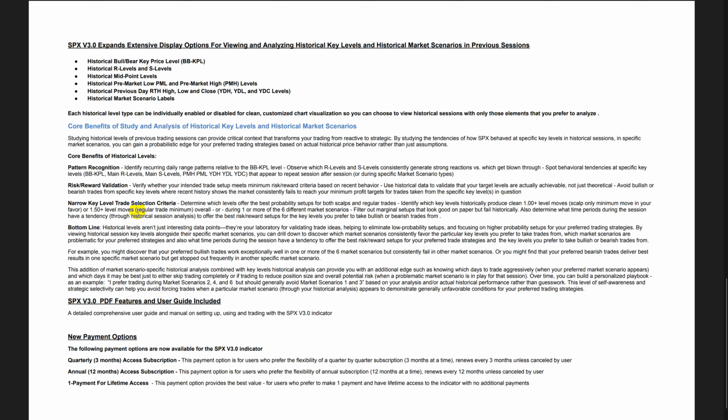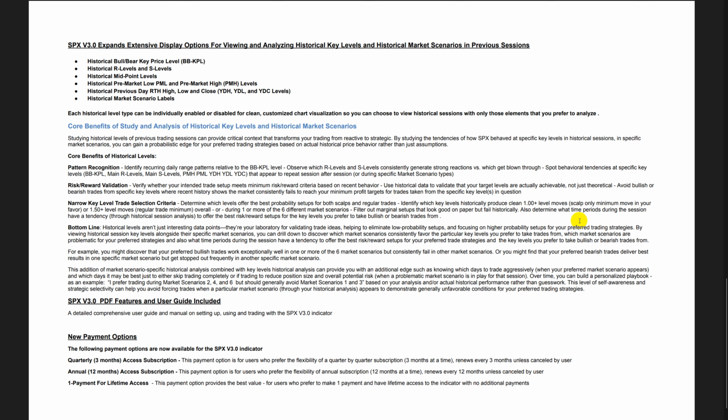Narrow key level trade selection criteria: determine which levels offer the best probability setups for both scalps and regular trades. Identify which key levels historically produce clean one level moves or greater for a scalp, the minimum move in your favor, or 1.5 or greater level moves for a regular trade. That's the minimum threshold for that, a 1.5 level move in your favor. Overall, or during one or more of the 6 different market scenarios, filter out marginal setups that look good on paper but historically fail.